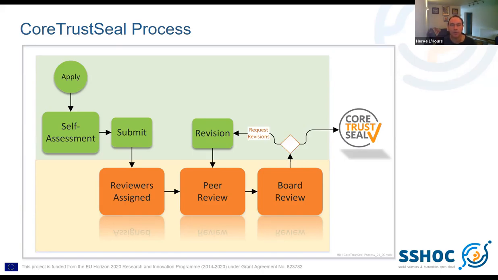If you achieve the Core Trust Seal, then appropriate members of your teams are asked to join the Assembly of Reviewers. This is the sustainability model for ensuring that this happens, but also ensures that the Core Trust Seal remains community driven and peer driven and expert driven. That peer review goes through to a board review process, and either revisions are requested, which are then returned to the peer reviewer, or the Core Trust Seal is achieved.